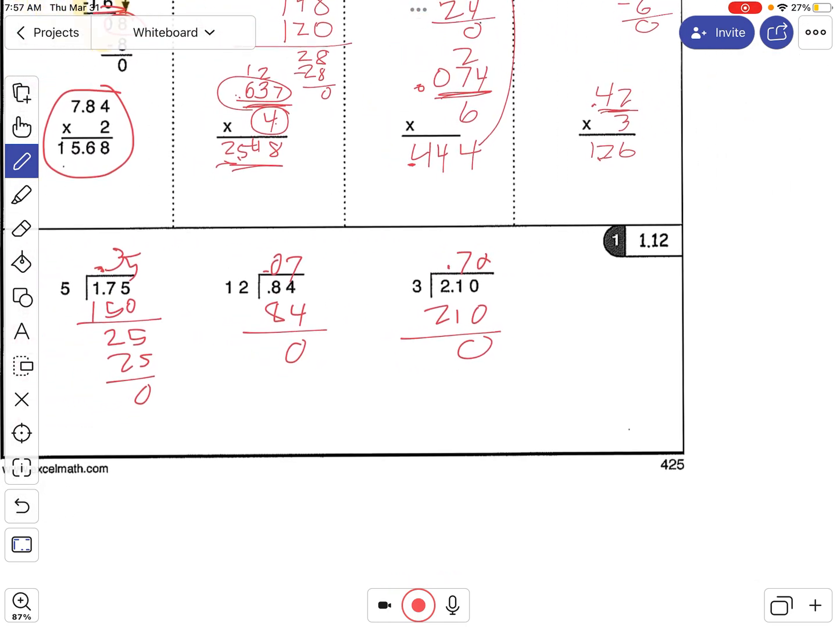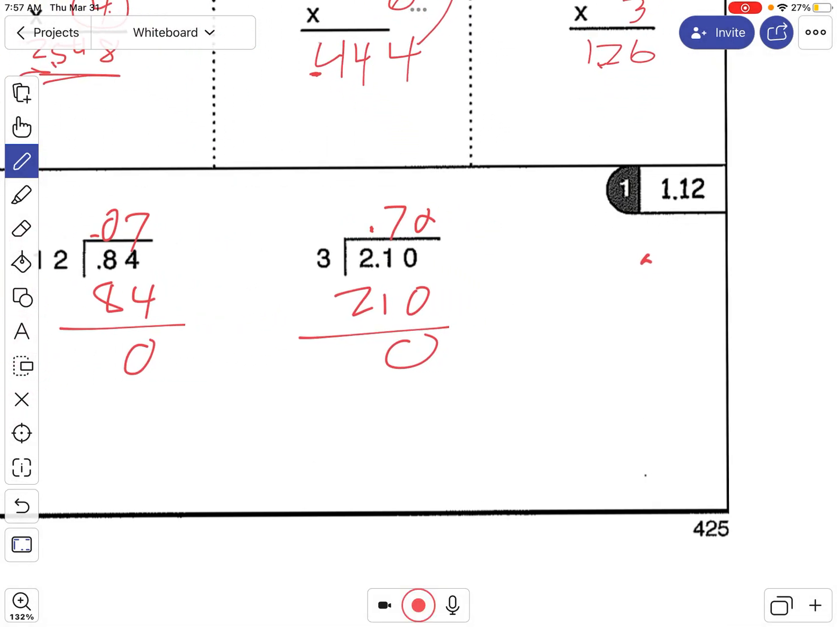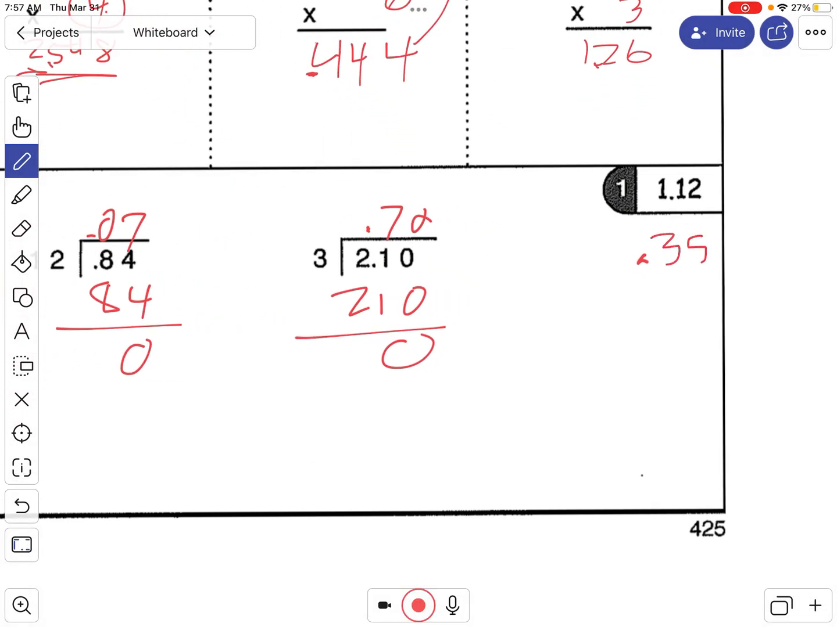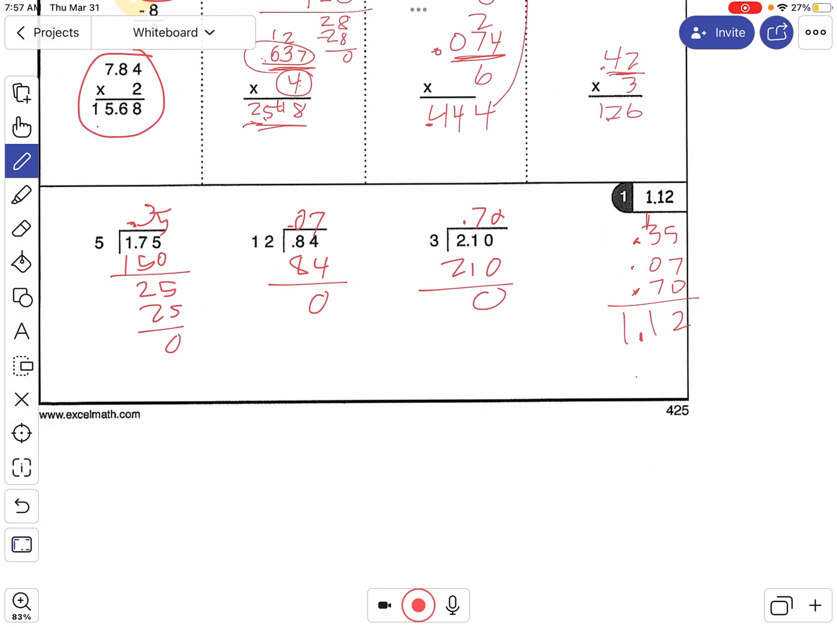And then to check it, we're going to do 0.35, 0.07, and 0.70. 5 plus 7 is 12. Regroup with the 1. 3 plus 7 is 10, plus 1 more is 11. Bring that decimal point straight down. 1.12 matches up. I did it. Did you do it?